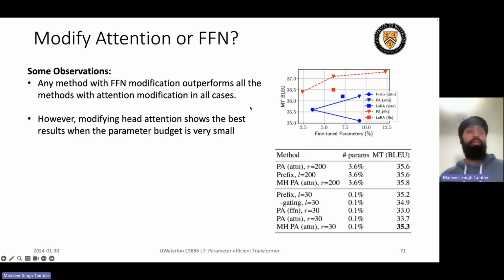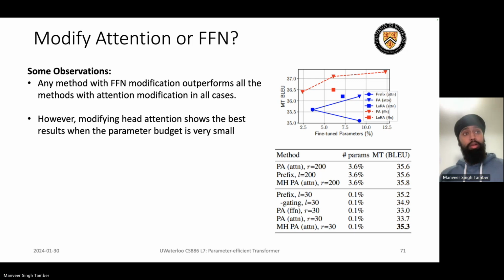Okay, and the second question then is, do we modify attention or the feed-forward networks? So some observations is that any method with feed-forward network modification outperforms all the methods with attention modification in all cases. And so here's this graphic where we have in red the methods that modify the feed-forward network, and in blue the methods that modify attention. And clearly the red methods do better across the number of parameters fine-tuned.